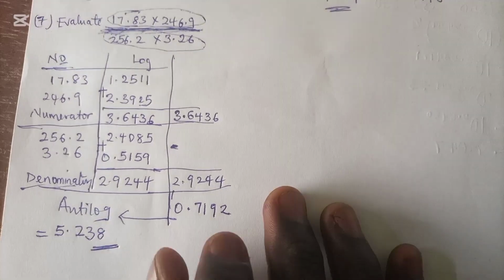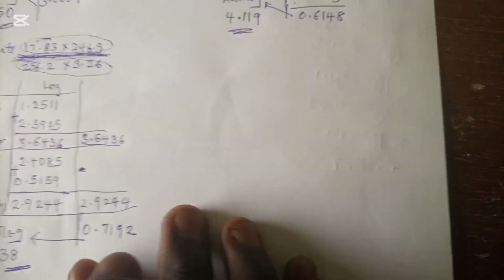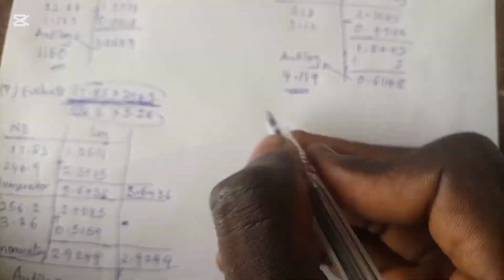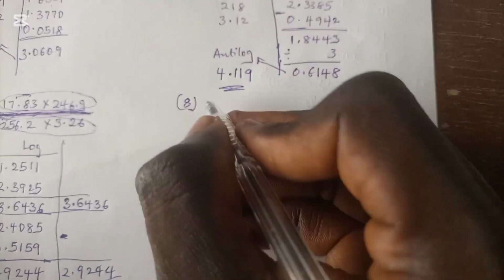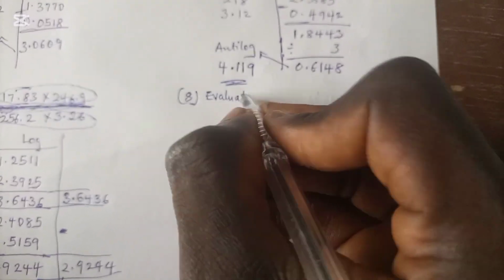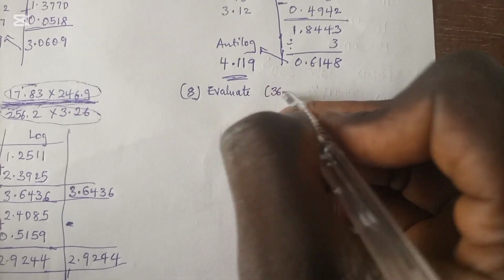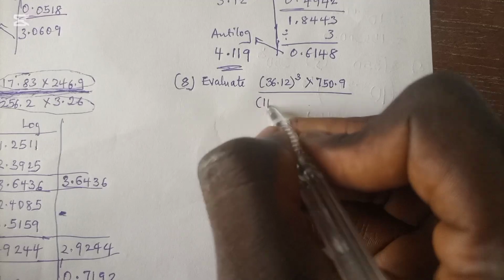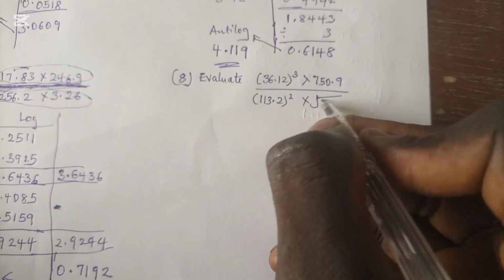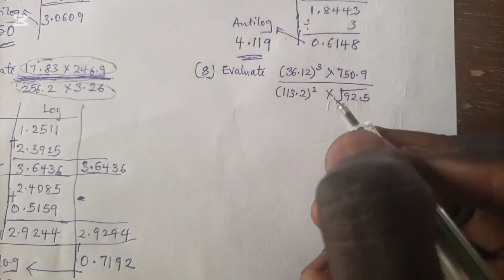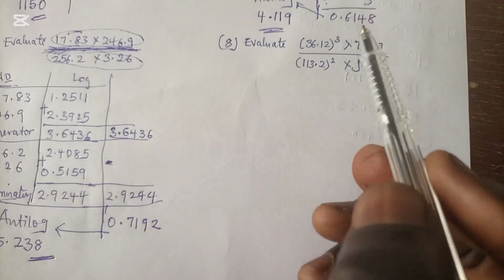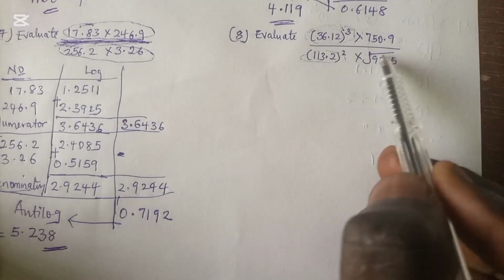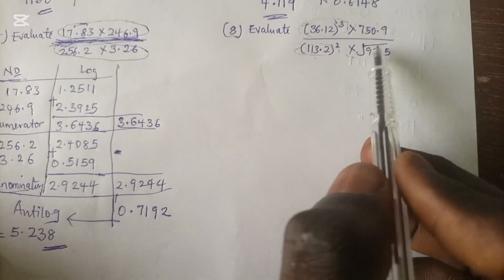But I think I'll be doing the last example. You can lay your hands on some other examples to become more perfect in this topic. And that example is number 8. We are told to evaluate 36.12 cube times 750.9 over 113.2 square times the square root of 92.5. Just like we have been doing, I will advise you to firstly solve them one after the other, apply the answers, then do both together.